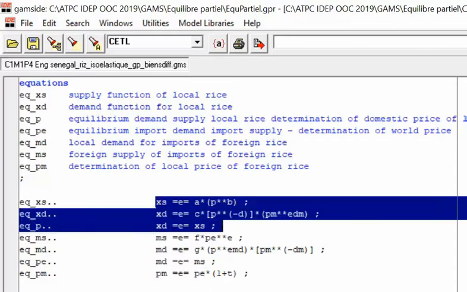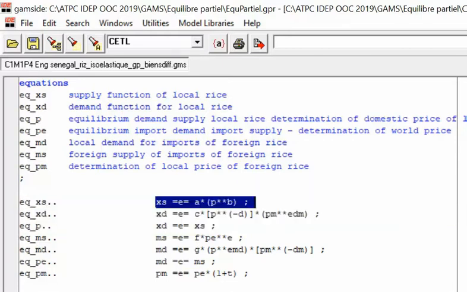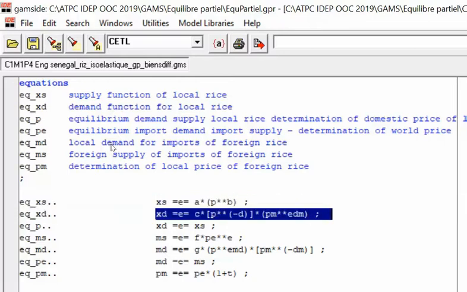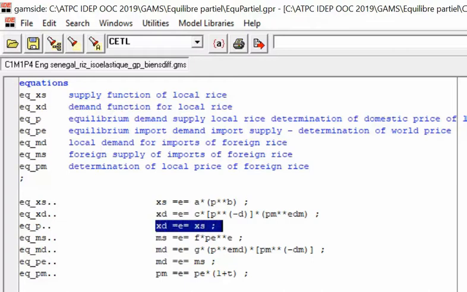Concerning the market for local rice, the supply function is unchanged, but the demand function is modified, because right now the demand for local rice depends on the local price of local rice, P, but also on the local price of imported rice, PM, which is the substitute. So it means that the relation between XD and PM is positive. When the local price of imported rice is increased, the local demand for local rice is increased because consumers are less interested in the consumption of imported rice. And the third equation concerns the equality of demand and supply. This is the determination of the local price of local rice.